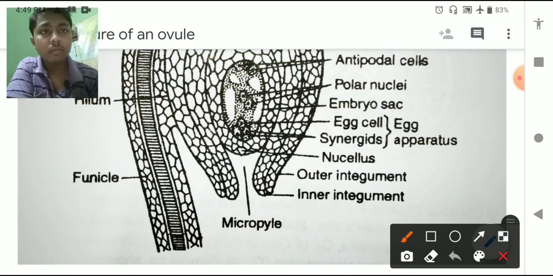Okay, so here just look at the picture. Here you see 3 nuclei. The middle nucleus at the apical end is called the egg cell, that is egg or ovum. The 2 present beside the egg cell are called synergids, and these 3 nuclei constitute the egg apparatus. Okay, I hope this is clear.